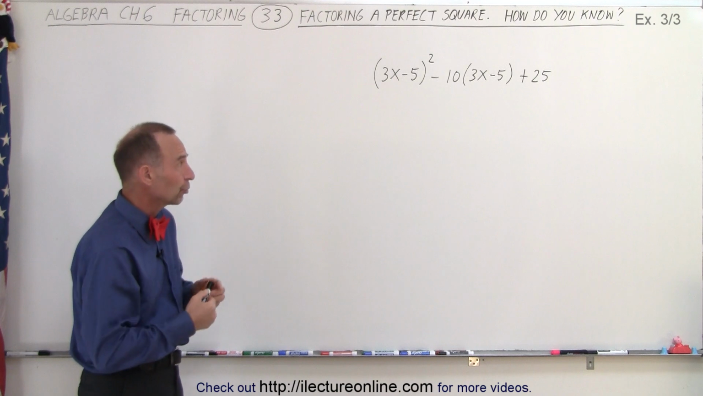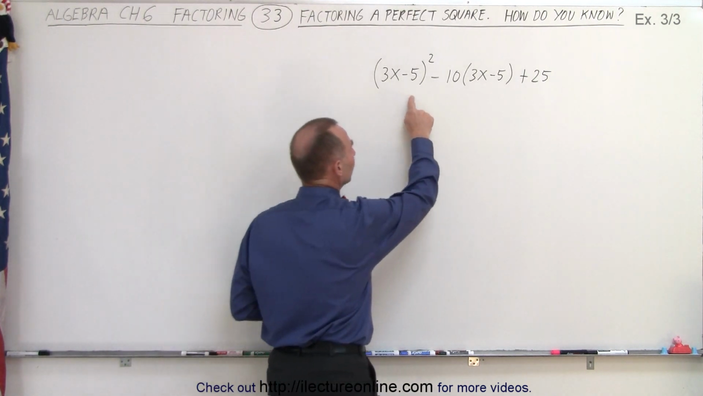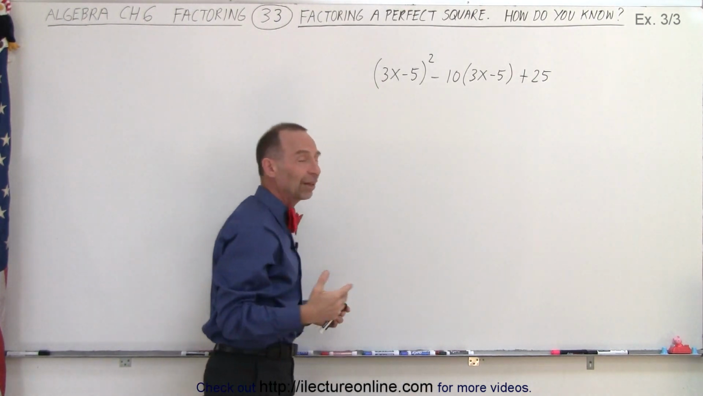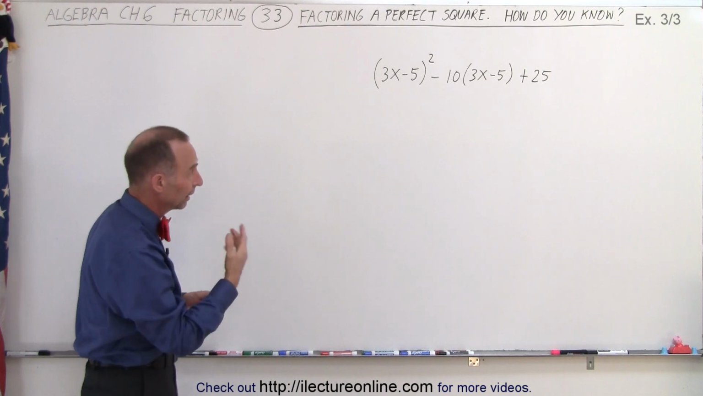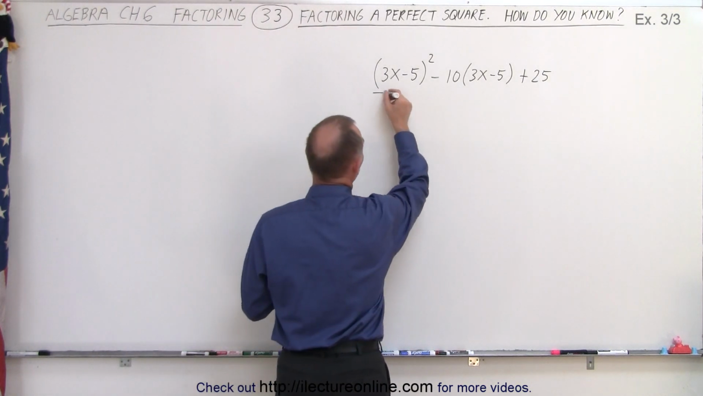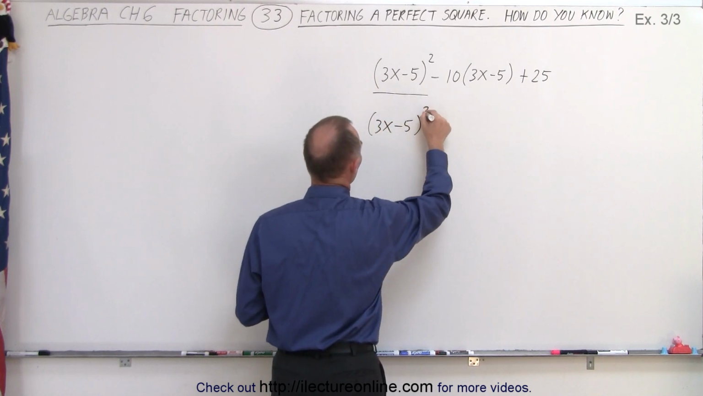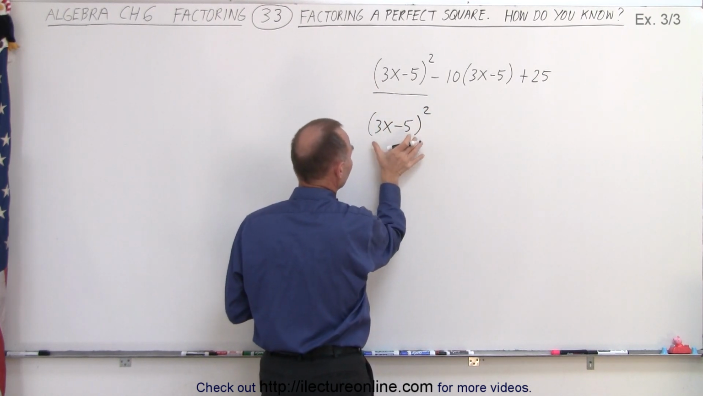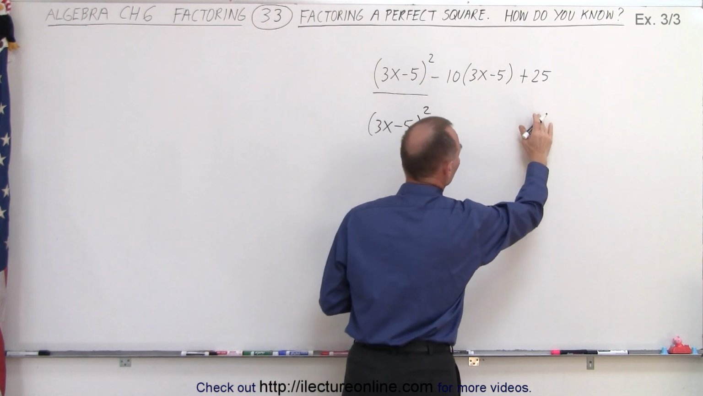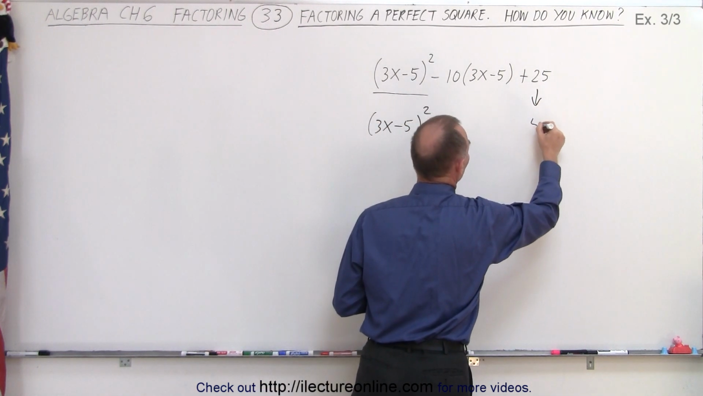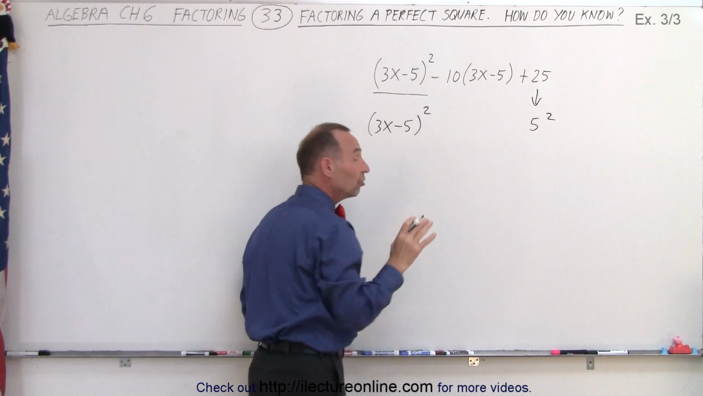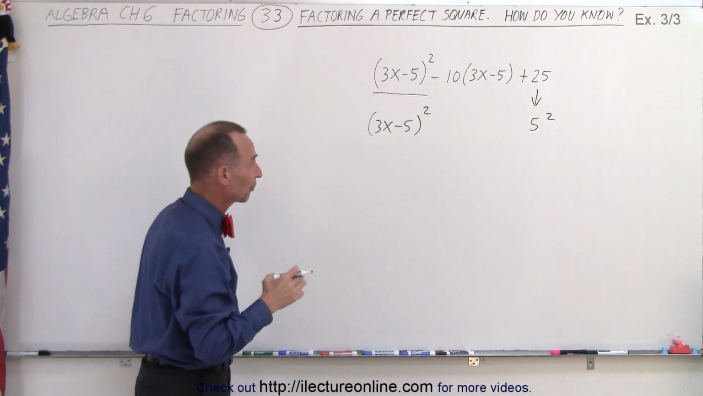Sometimes you'll get an expression, like in this case a trinomial, that doesn't really look like a perfect square, but it actually is. Again, the way we determine that is by looking at the first and the last term to see if that's written as a square of something. On the first term, we can see that it's simply 3x minus 5 quantity squared. And the last term can be written as 5 squared. So there's a good chance that this may be a perfect square.